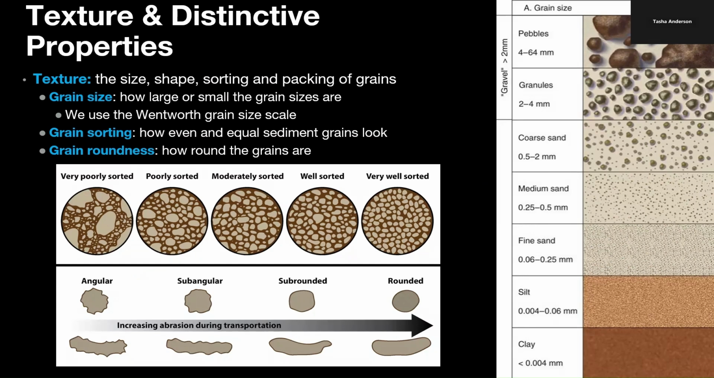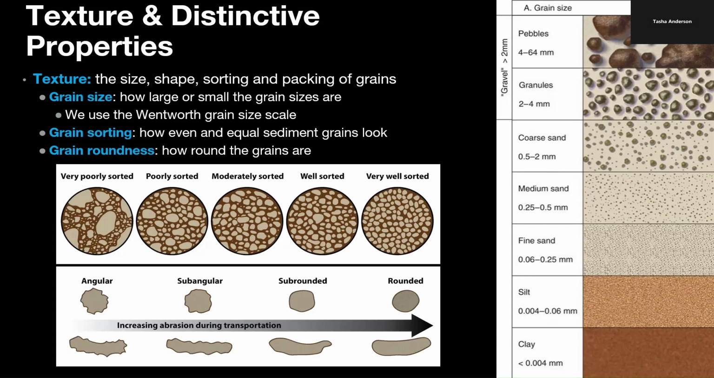To describe grain size, we use the Wentworth scale, which also helps us interpret the energy of the environment in which the sediment settled. In the lowest energy environments, the smallest grain sizes, like clay, are deposited. In the highest energy environments, the largest grains, like pebbles, can settle.